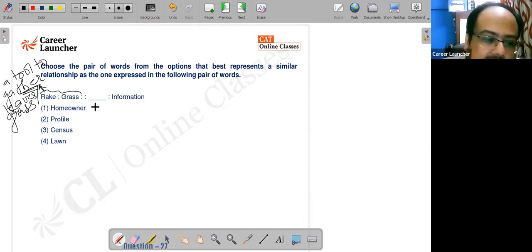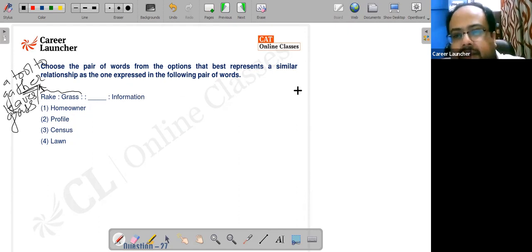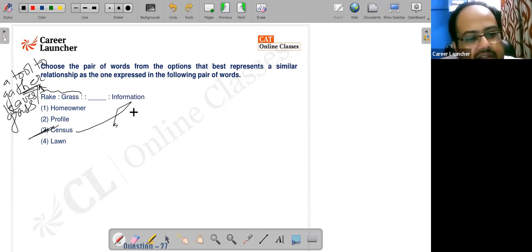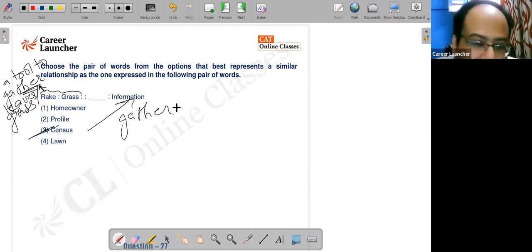So now tell me which option, homeowner, profile, census, or lawn, gathers information? Aditya, correct. Parul, correct. The answer is option 3. A census is used to gather information. A profile has information, but does not gather it. A census gathers information. So the answer is option 3, census.